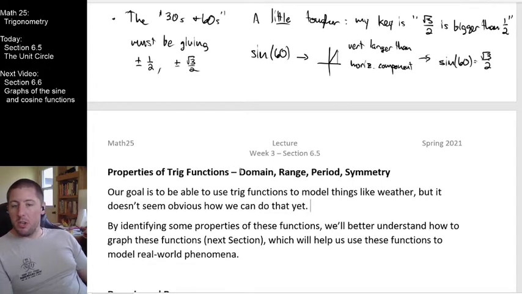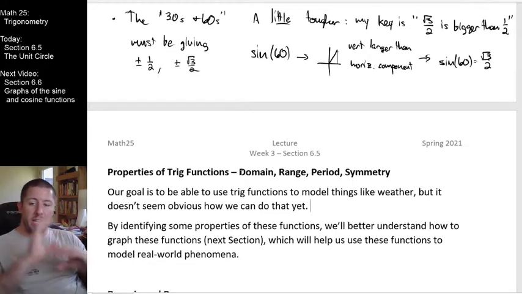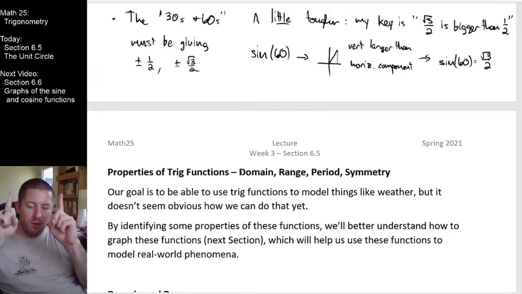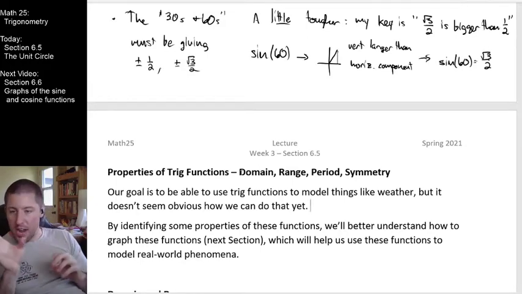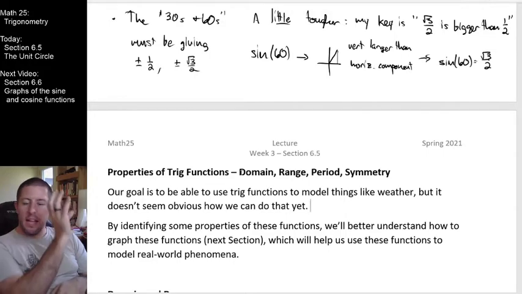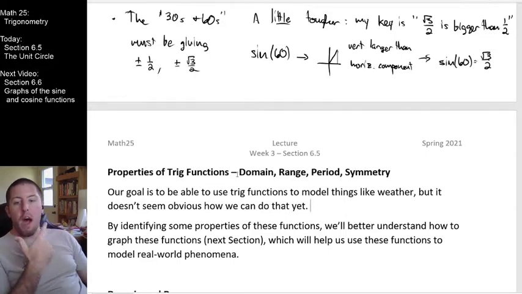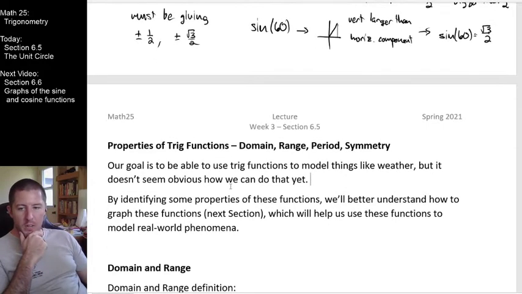So what we're going to do today, this is sort of a two-part day. Part one of today is the unit circle, which we just sort of finished defining how we use up above. Now we're going to talk about domain, range, and period, and symmetry. Let's talk about those three properties of these trig functions, and that'll be our second topic of the day here.